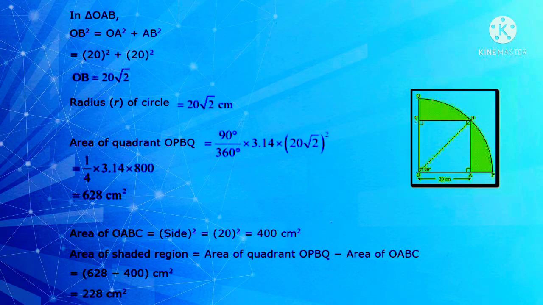Which one is our required answer? So that means the area of the shaded portion is how much? 228 centimeter square. Understood? Okay.